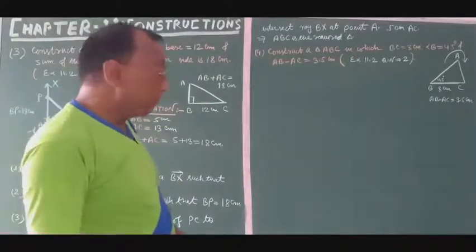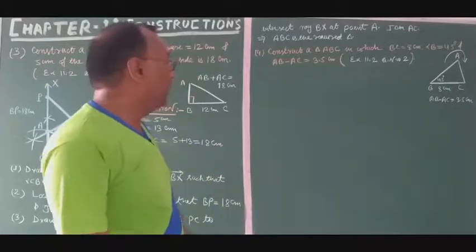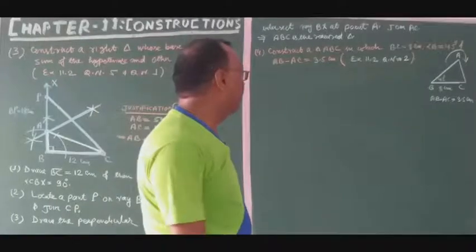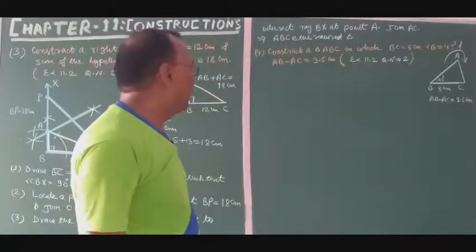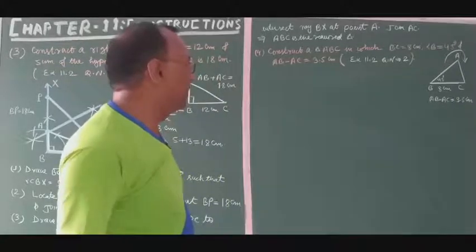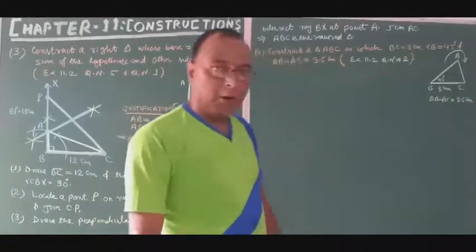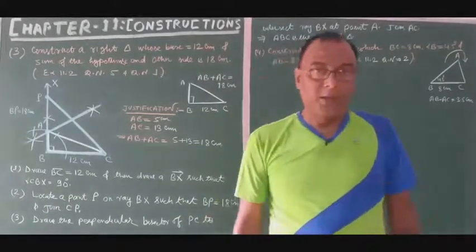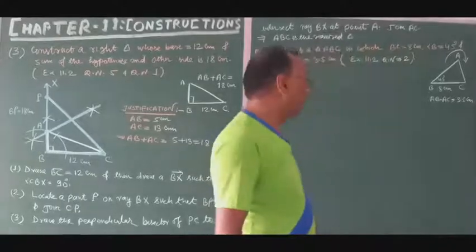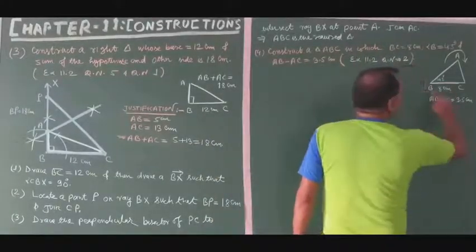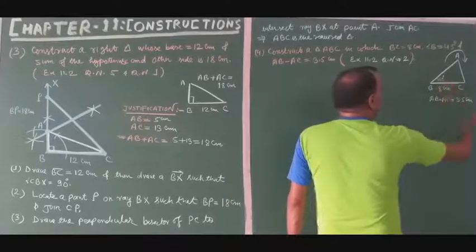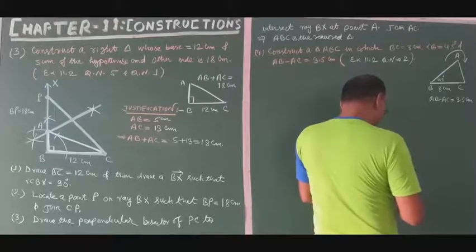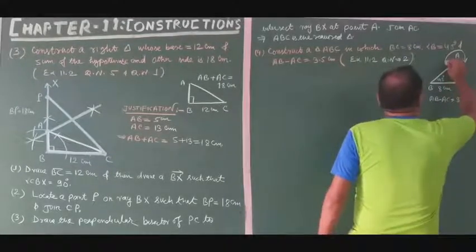Now this is question number 4. Construct a triangle ABC in which BC is equal to 8 centimeter, angle B is 45 degree, and AB minus AC is given 3.5 centimeter. And this is question number 2 of exercise 11.2. So first we will draw the rough sketch. This is our rough sketch. This is BC 8 centimeter, angle B is 45, and the difference is given. AB minus AC is 3.5. The difference is given in this way.